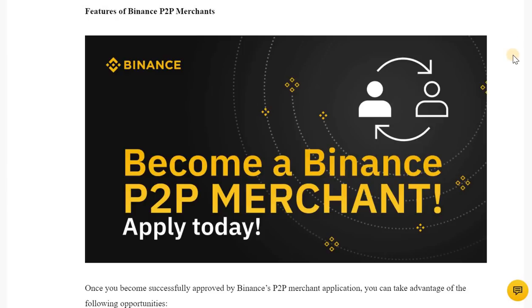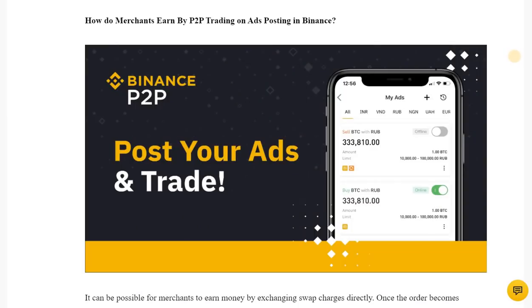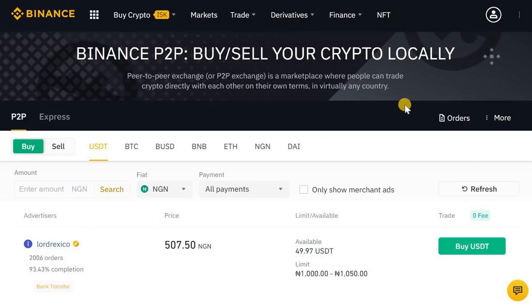Now, the way this works is that what you need to do is to create an ad and post your ad. When a potential buyer or seller interacts with your ad, you make profit when your trade has been successfully executed. What that means is that, for example, let's say I want to buy USDT right now. What I would do is that I would just go and click on this buy USDT.